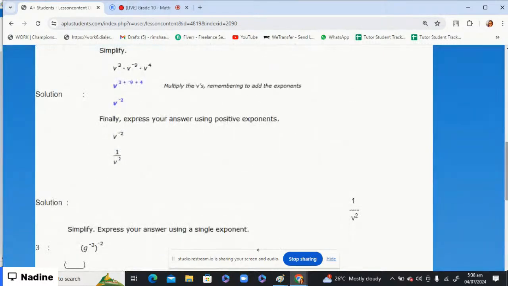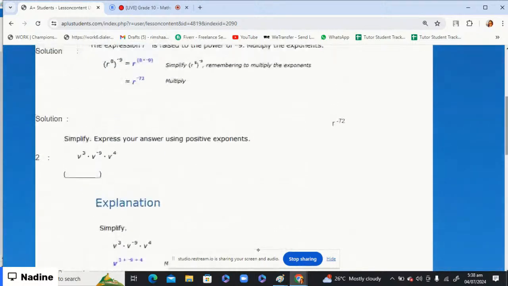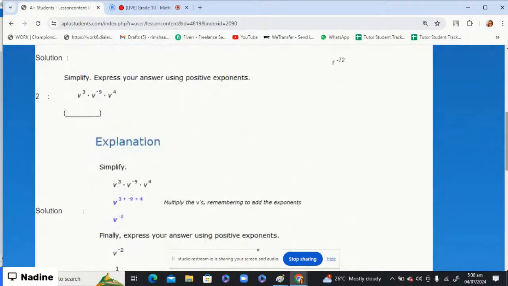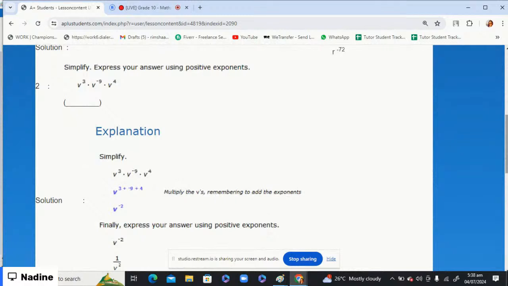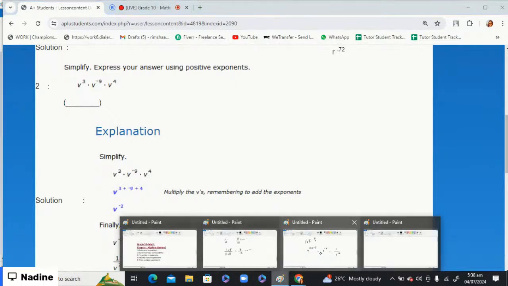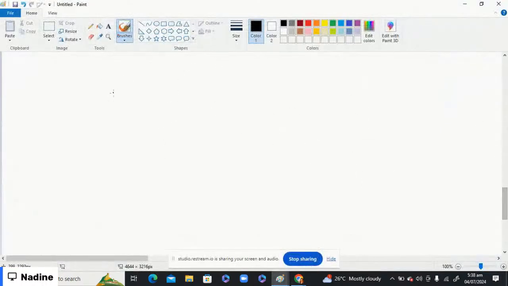Now let's just solve the other one. Simplify and express your answer using the positive exponent. Look at here now. All of them are basically multiplied with each other: v power 3, v power minus 9, v power 4.